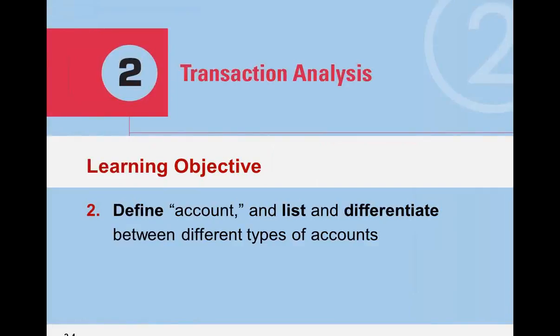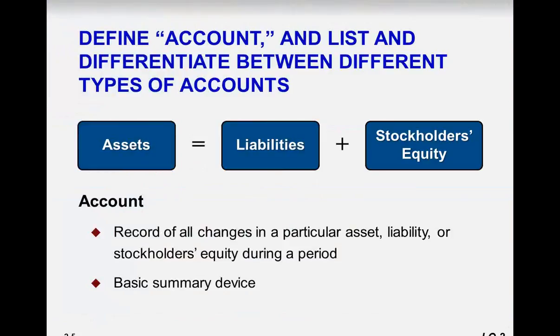In order to record a transaction or do a journal entry, we first have to understand how to analyze that transaction. We have to know what an account is. We have to know how to list and differentiate between the different types of accounts. Are these accounts assets, liabilities, or stockholders' equity accounts? We learned that this, of course, is the accounting equation. An account is going to record all of the changes in each particular asset, liability, or stockholders' equity during a period, and it's a basic summary so we can come up with what the total is in that account.